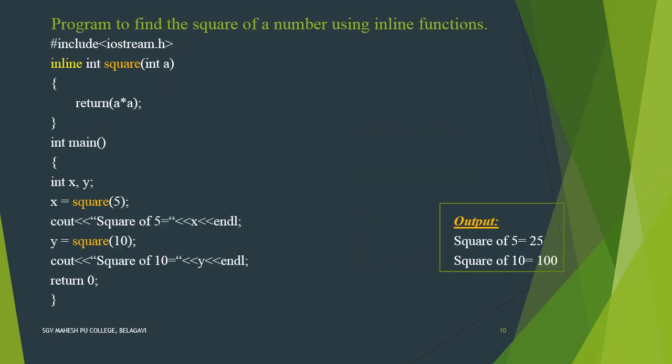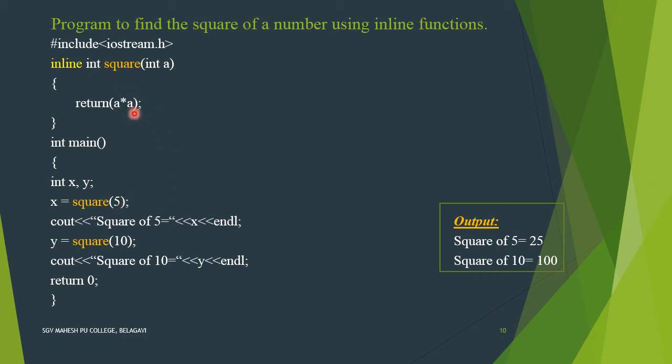Let's see a small program to find the square of a number using inline function. Now I'm trying to find the square of a. I'm writing keyword inline. This is what inline function. Coming to the main program, I have two variables x and y. So x equal to square 5. Now what I'm doing, I'm not calling this function.